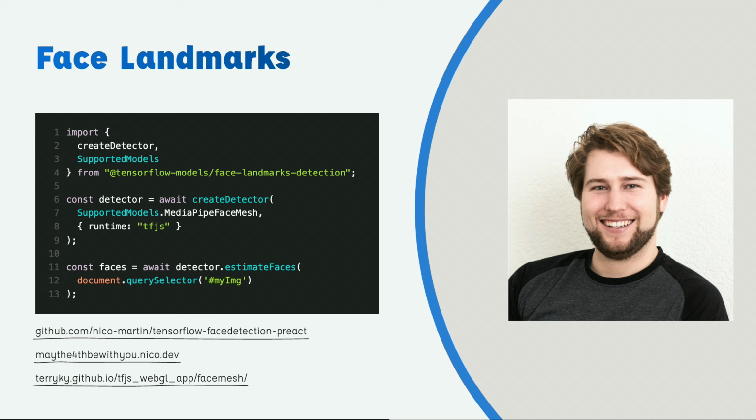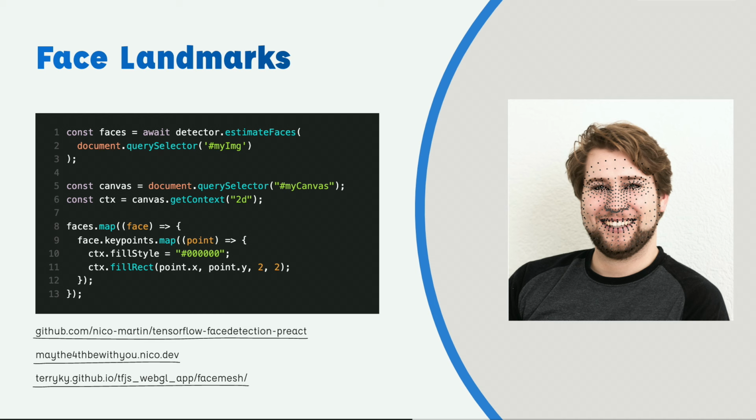Could be a canvas element, could be an image data object, could be anything, and it will then estimate the faces. And from those faces, it will also estimate the key points. And what I'm doing here is I have my canvas that is over my face, and I will just draw the key points on that canvas. I also have a more interactive demo.